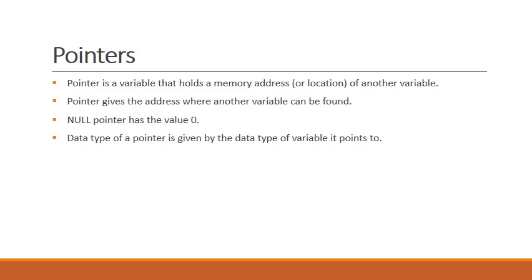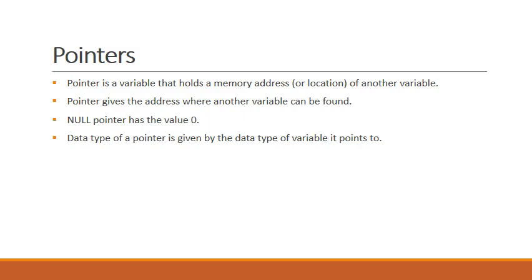The next important thing is the data type. Whenever we speak about a variable, we should also know about its data type. So for a pointer variable, what could be the data type? The data type of the pointer variable is nothing but the data type of the value it is going to point to.